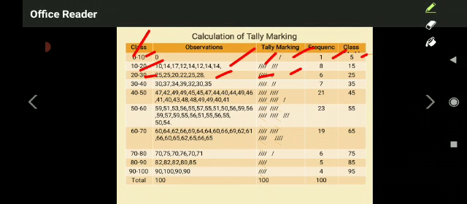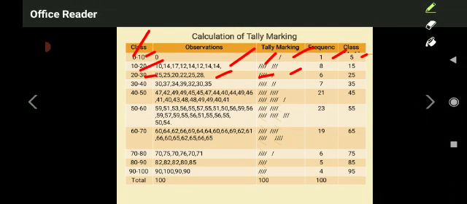Look at the 60 to 70 class interval, there are 19 observations. You have to write all those 19 observations in the second column, in the observation column. And in the tally marking, you have to put 3 tally bars for 15 observations and again the remaining 4. So total of 19 observations fall in between 60 to 70 class interval. Look at the next one, 70 to 80, there are 6 observations. 80 to 90, there are 5 observations. 90 to 100, there are 4 observations.